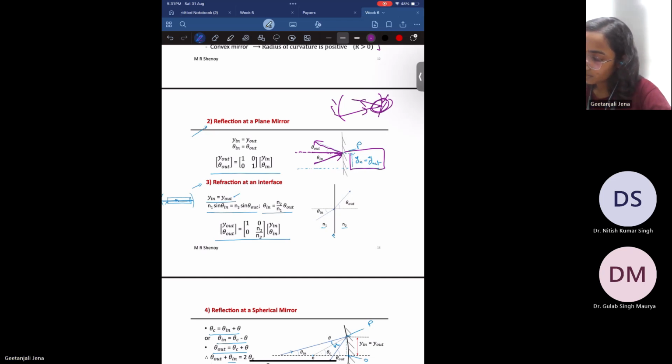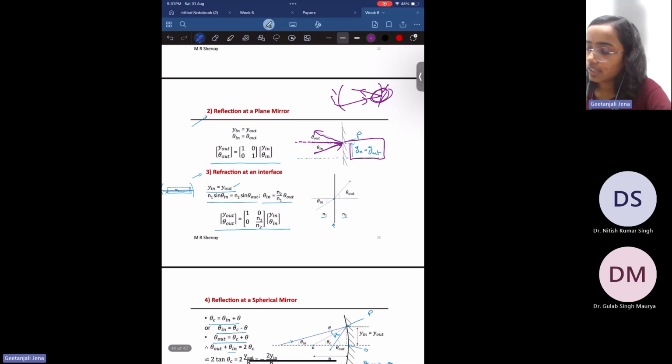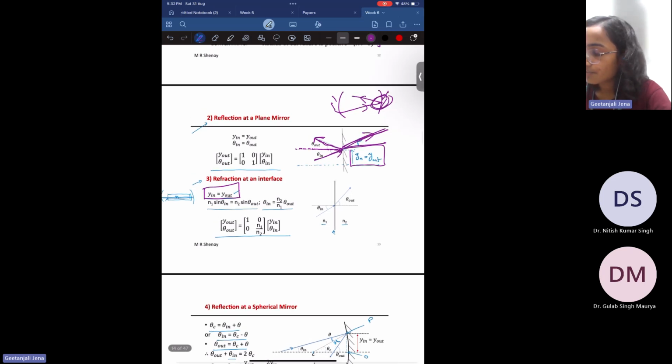And for the next part, let's say that in addition to reflection, we have a refraction here. So light will get refracted into the second medium. So for this case, similarly, refraction also occurs at one point here. That means y in is always equal to y out. And for the angle, you can use Snell's law. So you already know what Snell's law is, that is n1 sine theta in equal to n2 sine theta out.